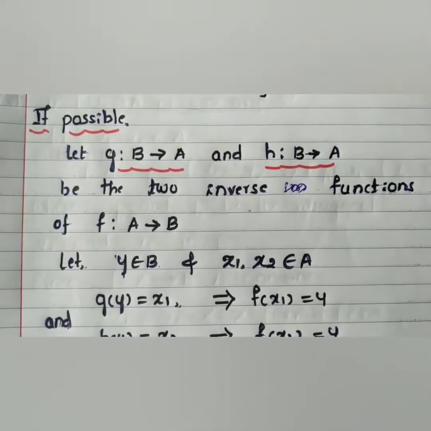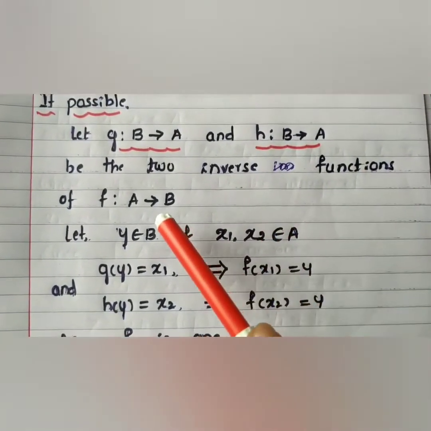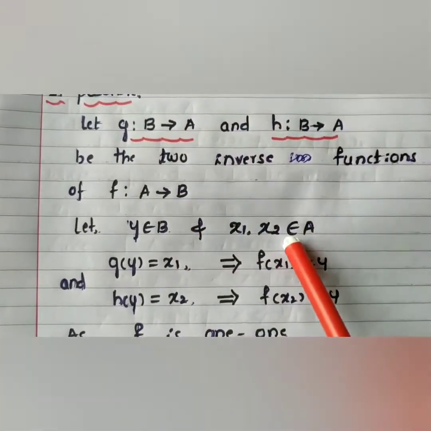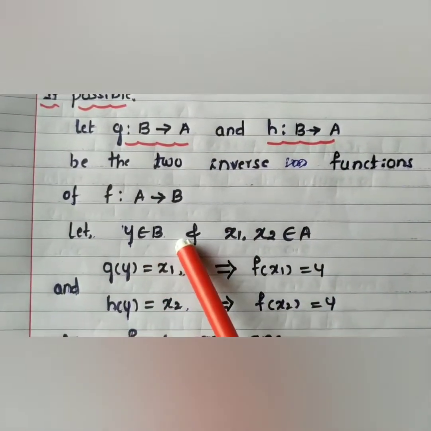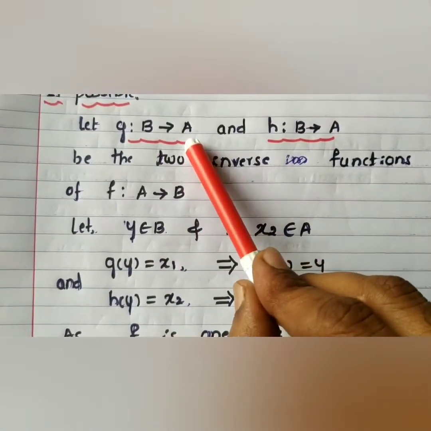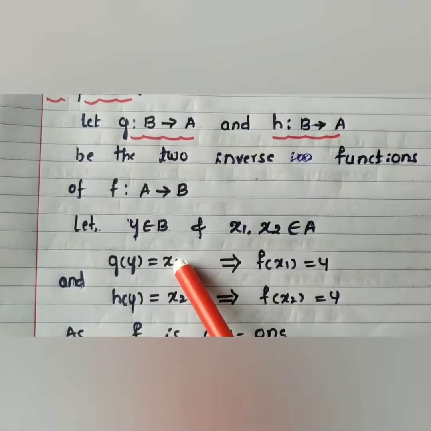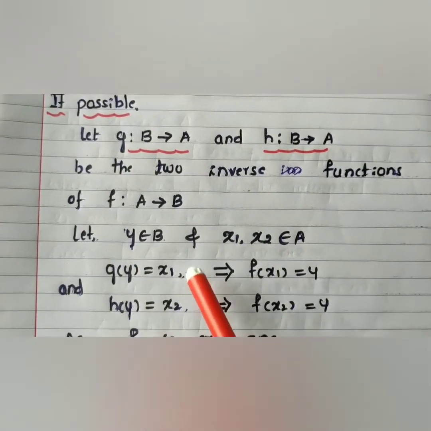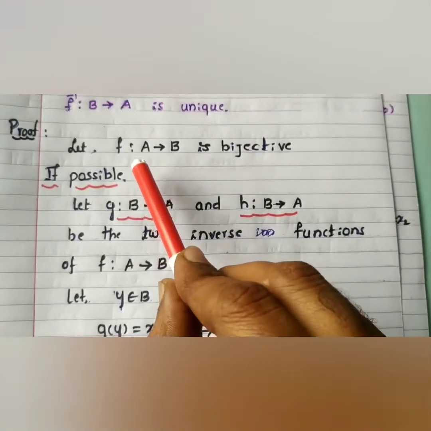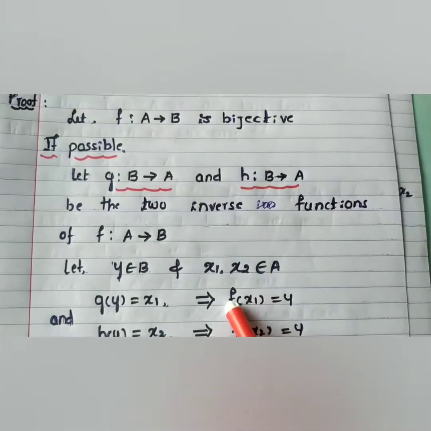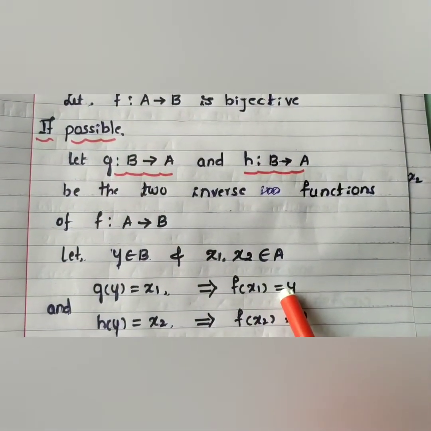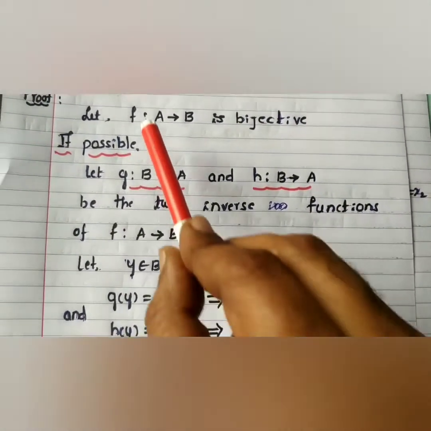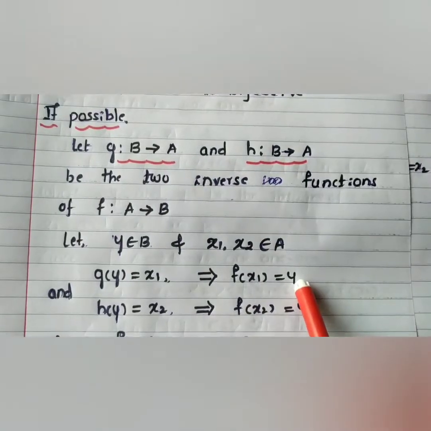What happens? By definition, y belongs to B. We can take x1 and x2 as elements of A. Since g from B to A is a function, g of y equals x1. But x1 is an element of A, and f from A to B is bijective. Therefore, f of x1 is equal to y. As y belongs to B, g of y equals x1, but f from A to B is a function. Therefore, f of x1 equals y.